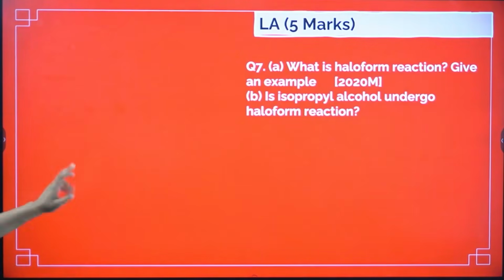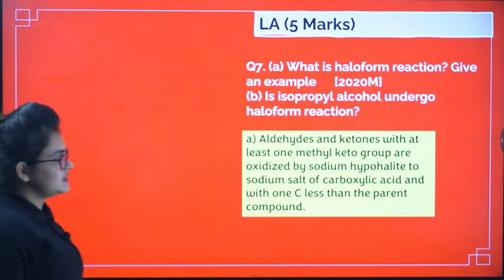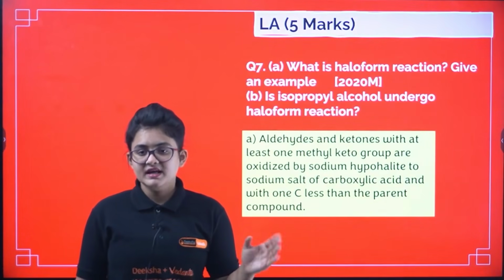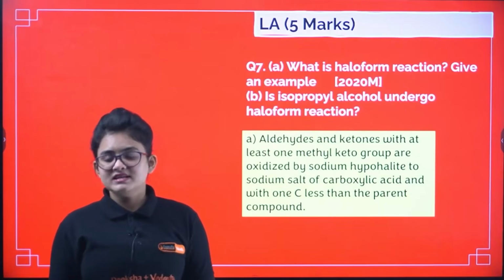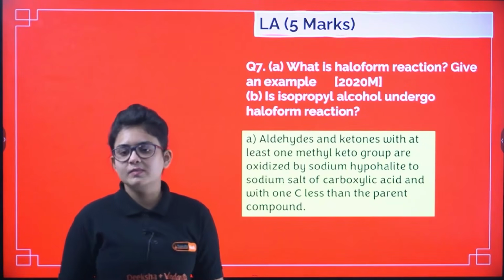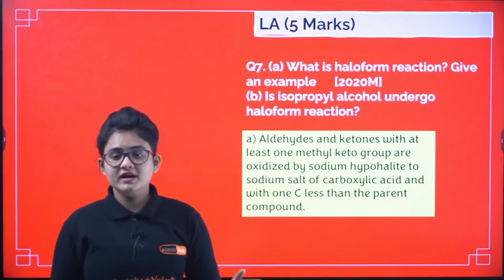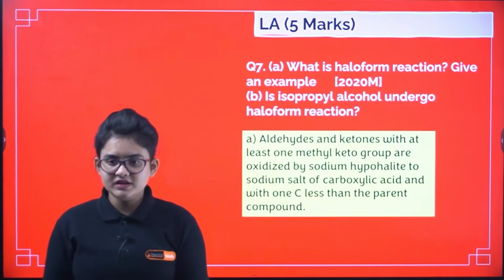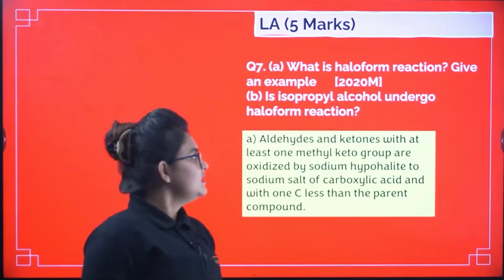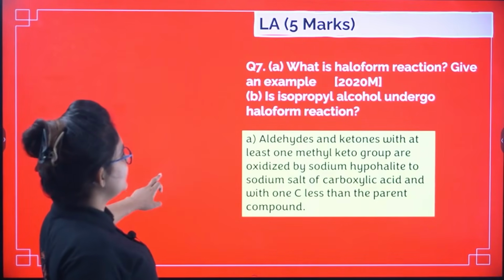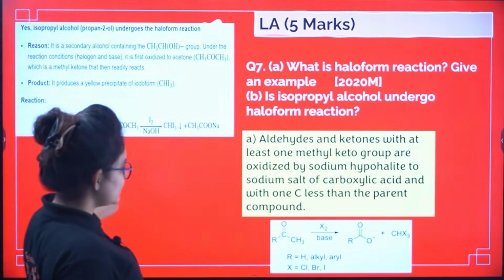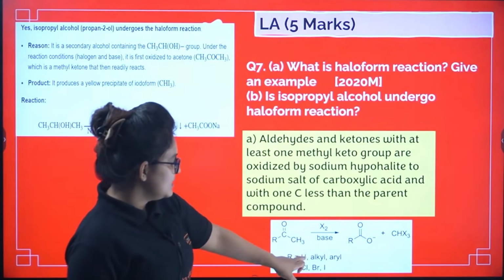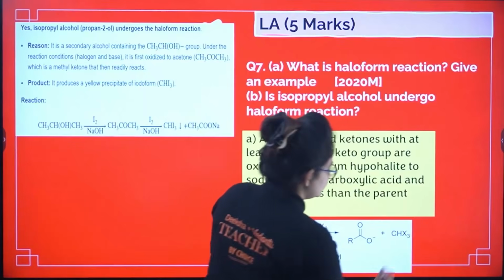Give an example. So haloform reaction, you can see aldehydes and ketones, at least one methyl keto unit should be there, a COCH3 unit should be there. Then sodium hypohalite type of compound will give you the haloform, or yellow precipitation of iodoform type of thing you will expect out of it. This is one example I gave here. You can see the methyl keto unit is there, and here you will get the haloform.